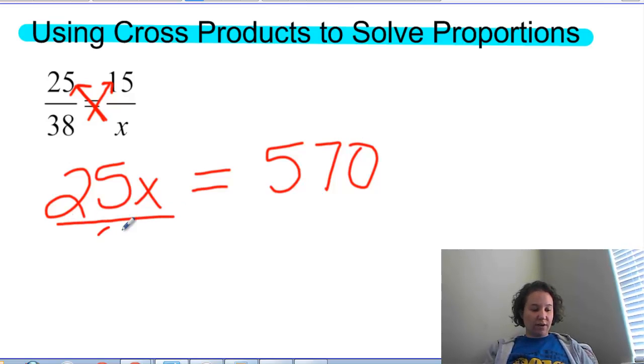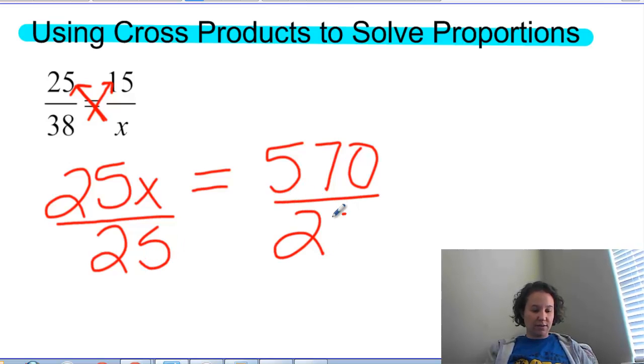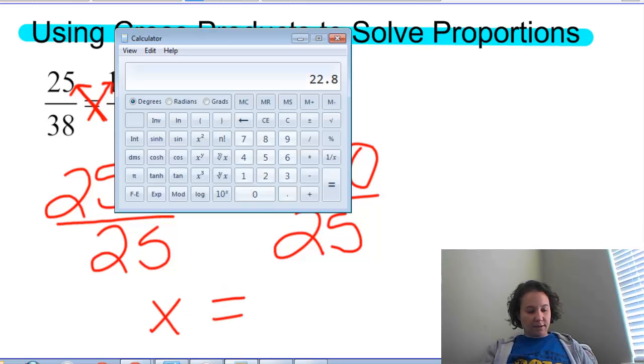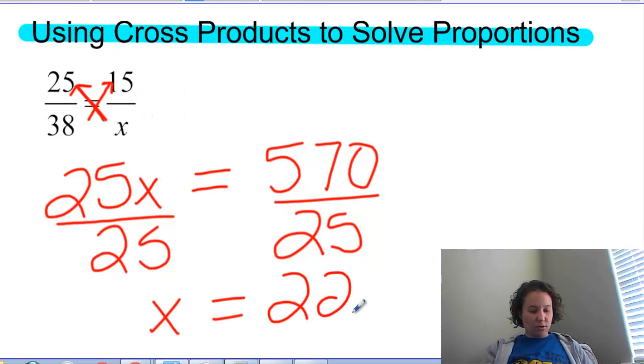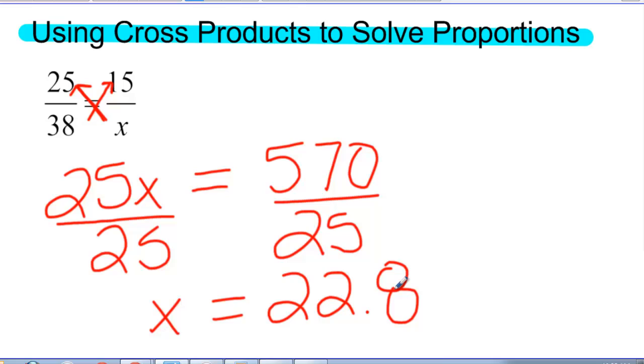Because I'm multiplying 25 times x, in order to solve this equation, I'm going to divide both sides by 25. So I get x equals 22.8. So you can see that proportion would have been hard to solve using mental math because there's no simple whole number that I can multiply across. One's not a factor of the other. So it was a lot easier to use cross products to solve that proportion.